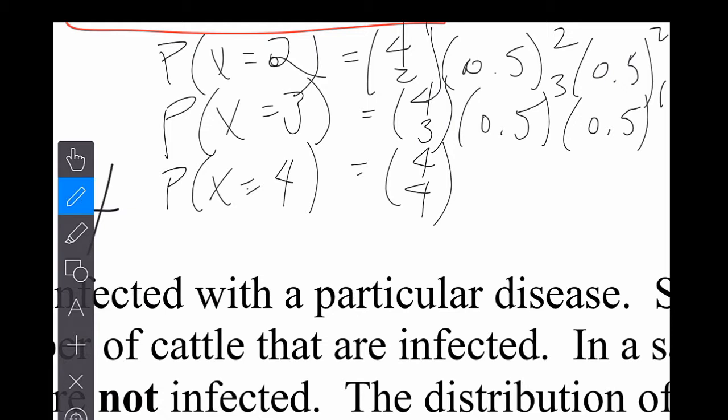And then this is 0.5, the probability of success. There's 4 successes. And then 0.5, the probability of failure. There's no failures if 4 successes. So those are what we're going to compute with our calculator. Let's make those smaller.